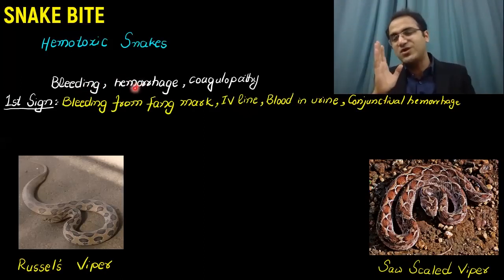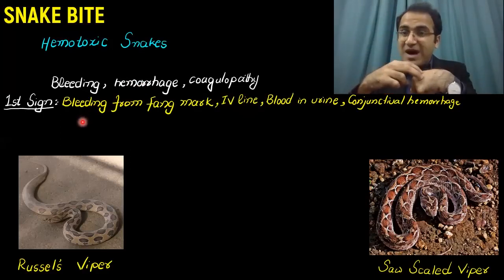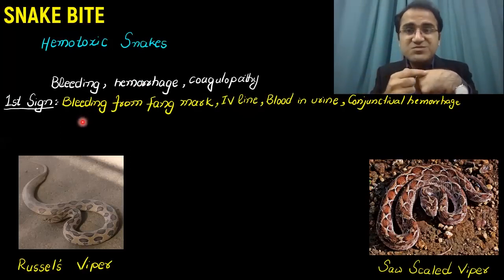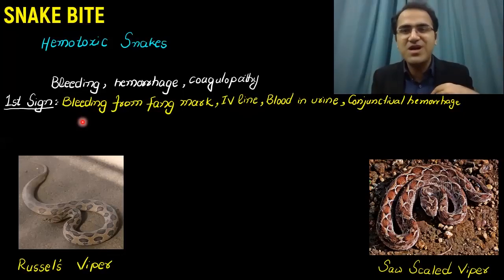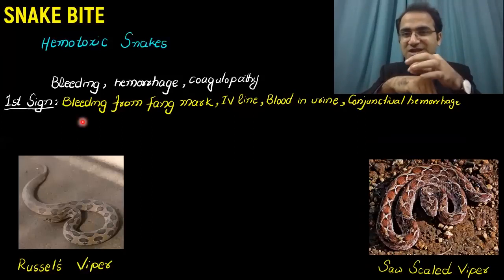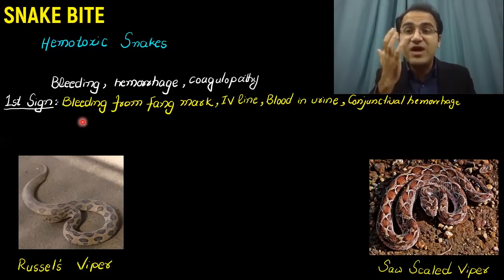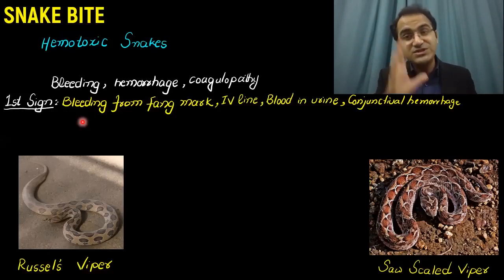The first sign that you would see in these patients is bleeding from the bite mark. Or when you pass an IV line, these patients will bleed from the IV line point. Or they might have developed conjunctival hemorrhages or hematuria. These are the classical features, the classical things that you should look at.